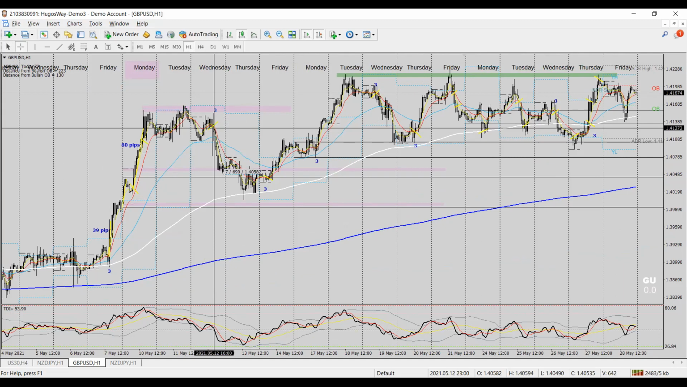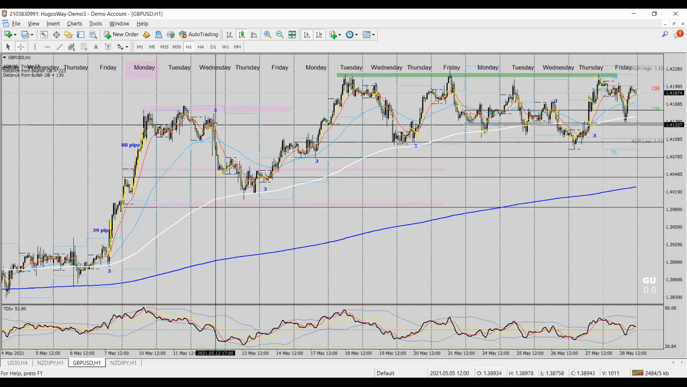Okay, your target, right? We marked it already because this was Asia high. This is your target. This is where you exit. Right here. I didn't even catch the pips. 71 pips.